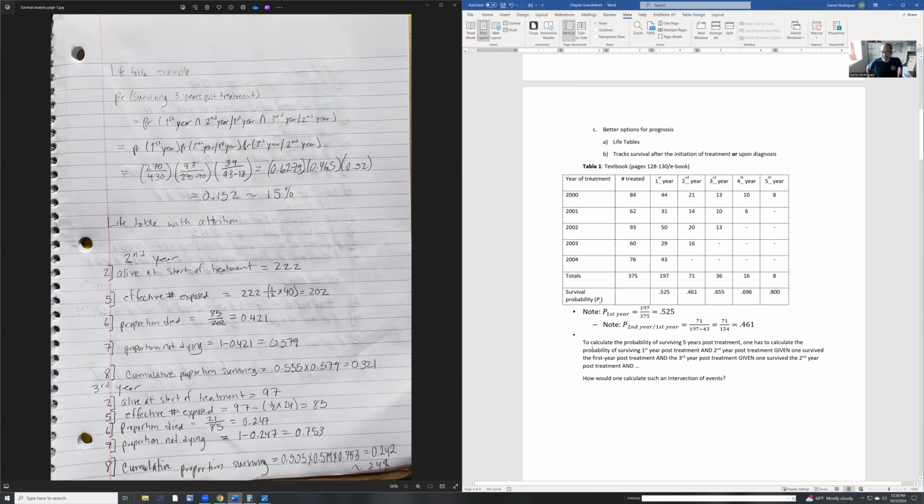It's interesting that these probabilities are conditional. So we'll calculate the probability of surviving 1 year. Everybody in this study was tracked for at least 1 year. So there were 375 individuals initially. 197 of those 375 survived 1 year. So when we divided 197 by 375, we got 53% were able to survive for 1 year.